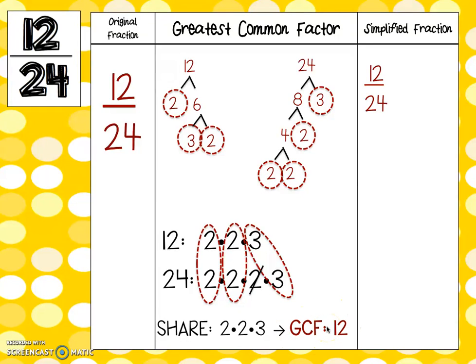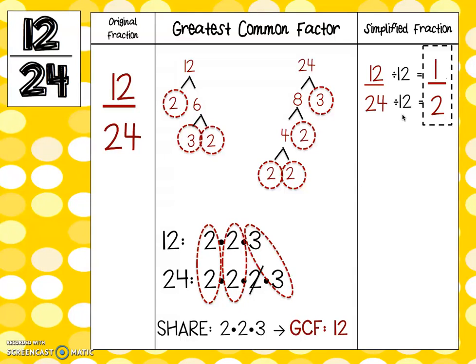What we're going to do with that greatest common factor is come over to our fraction and divide the numerator and the denominator by 12. 12 divided by 12 is 1. 24 divided by 12 is 2. So our simplified fraction is 1/2.